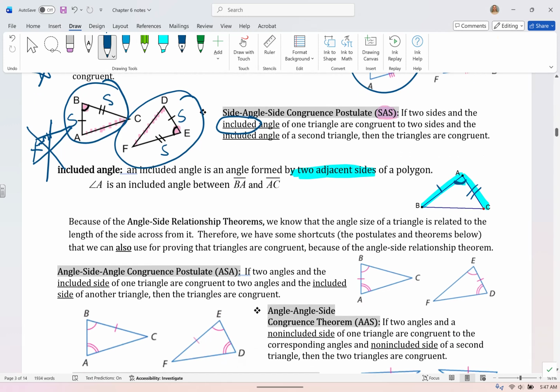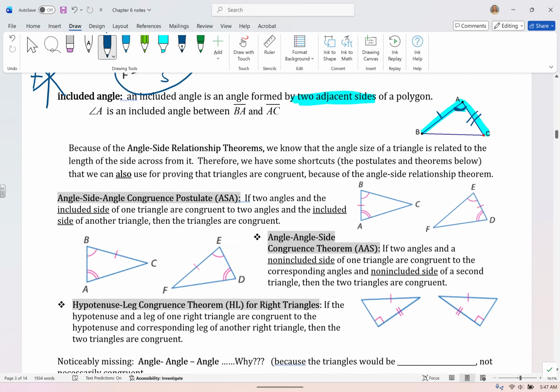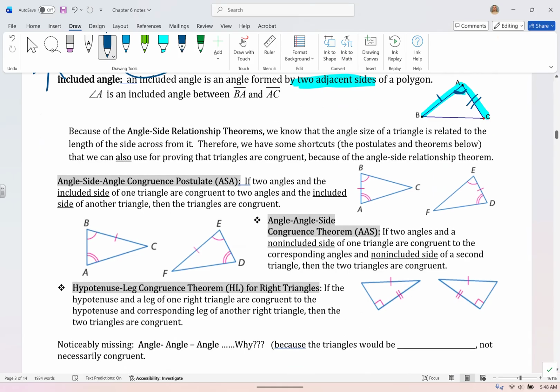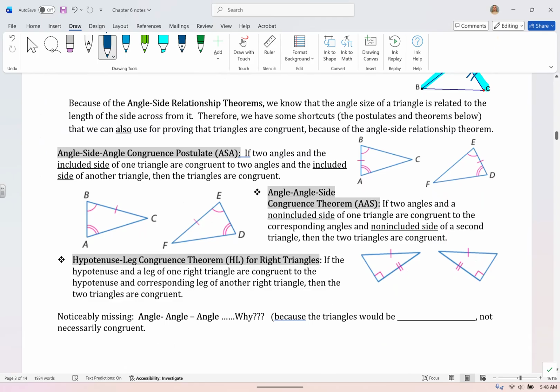Because of the angle-side relationships, we know that the length of a side is definitely based upon the measure of the angle across from it. That's a fundamental thing that we're going to hold on to when we're talking about triangle proofs.